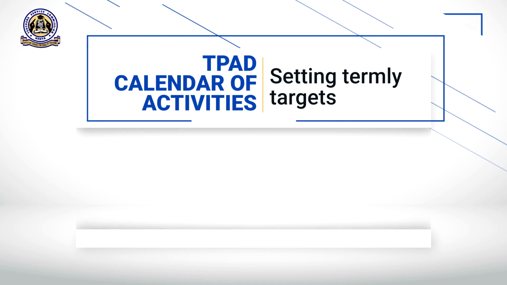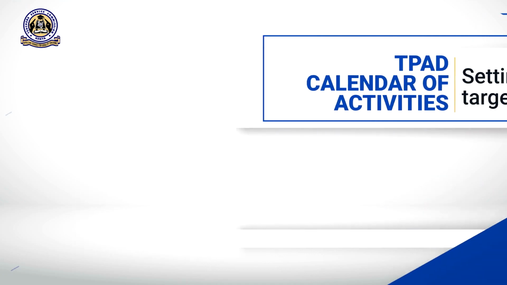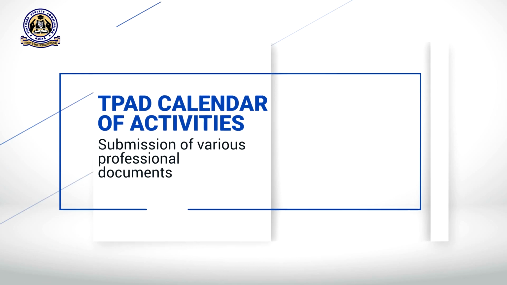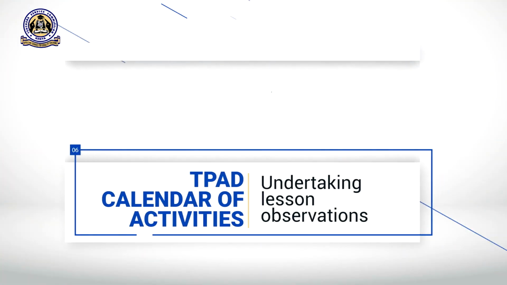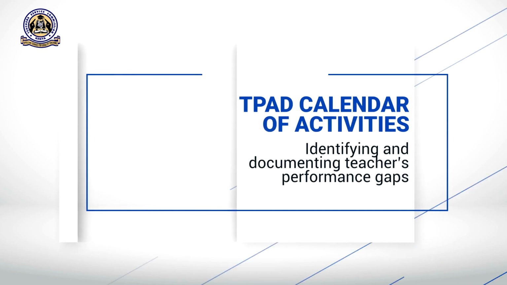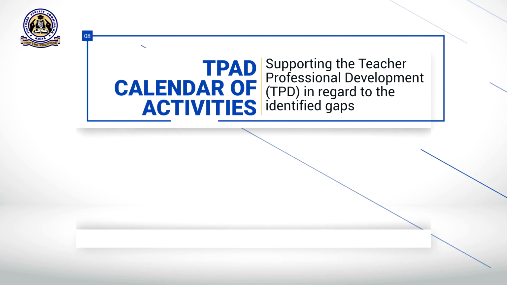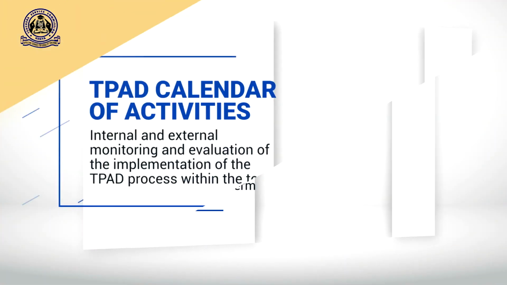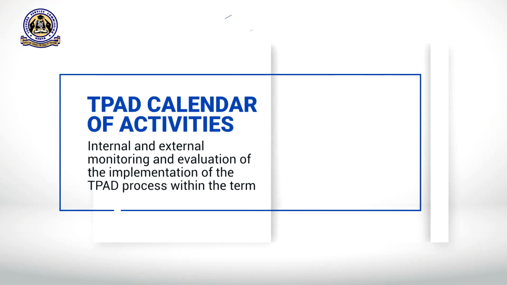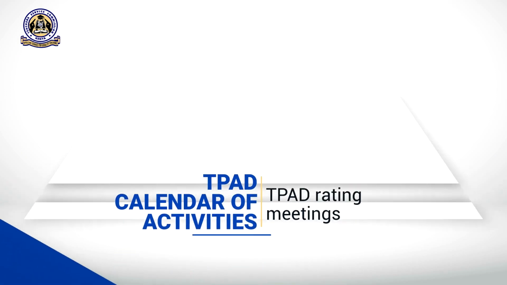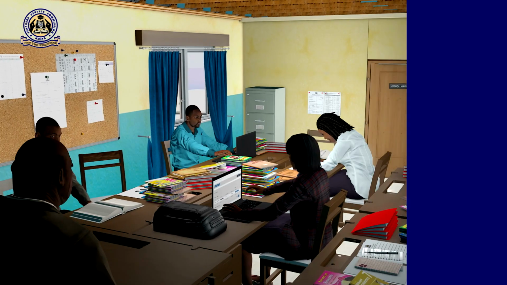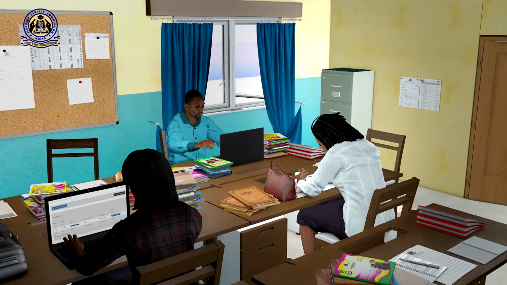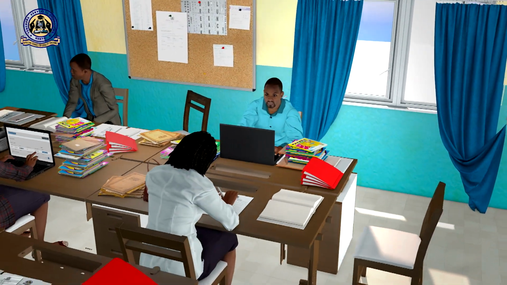The TPAD calendar of activities includes the following: setting termly targets, submission of various professional documents, undertaking lesson observations, identifying and documenting teachers' performance gaps, supporting the teacher professional development (TPD) in regards to the identified gaps, internal and external monitoring and evaluation of the implementation of the TPAD process within the term, and finally TPAD rating meetings. The head of institution will be required to share the TPAD calendar of activities with all the teaching staff.